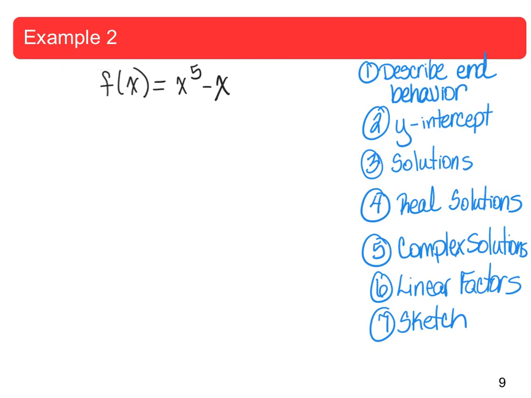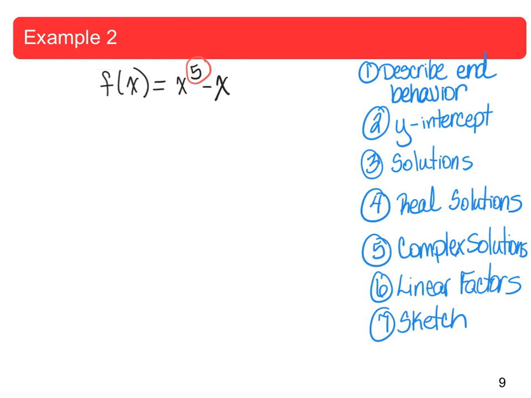How did you know that? Honestly, I plugged it in. Okay, you know, I appreciate that. Honestly, I plugged it in my calculator. Good. How else can we know? Because the exponent's odd. Okay? So this exponent being odd means it's going to go in opposite direction.